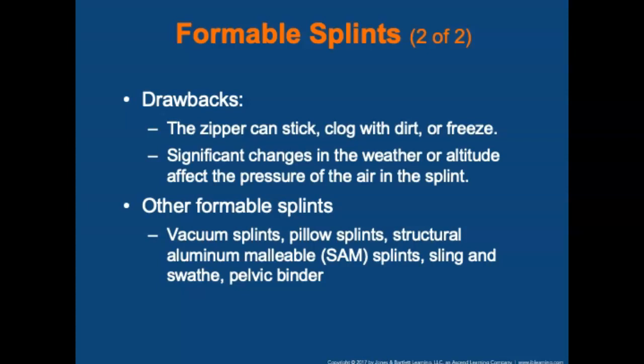So you must first cover all wounds with dry sterile dressing, making sure that you use standard precautions. For a splint with a zipper, follow the steps in skill drill 31-3. If you use an unzippered or partially zippered type of air splint, follow skill drill 31-4. Other formal splints include vacuum splints, pillow splints, structural aluminum splints, a sling and swath, and pelvic binders for pelvic fractures. Follow these steps in skill drill 31-5.